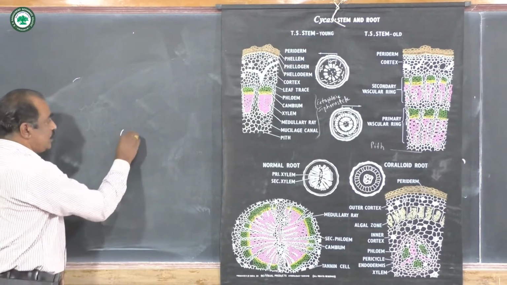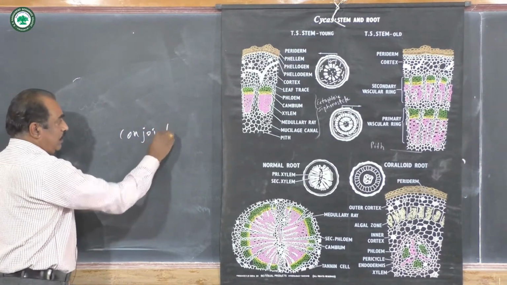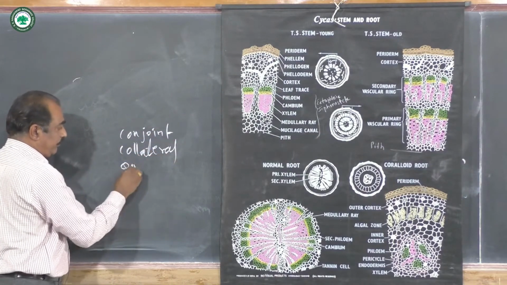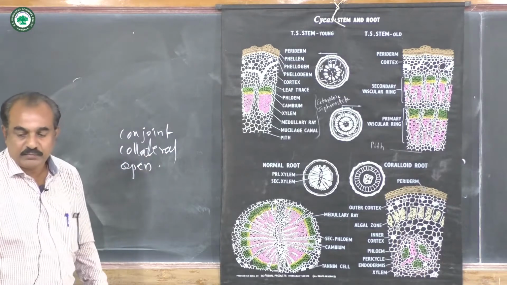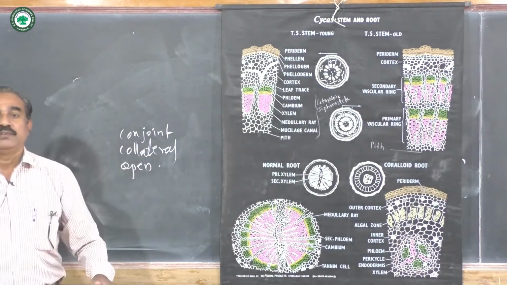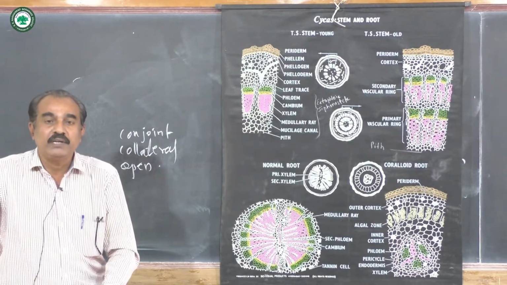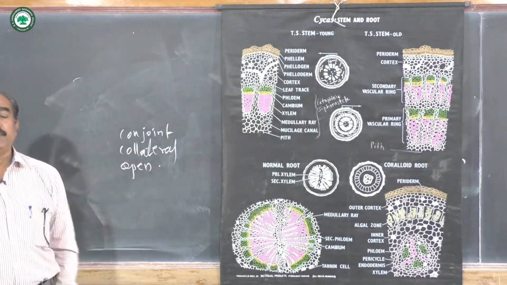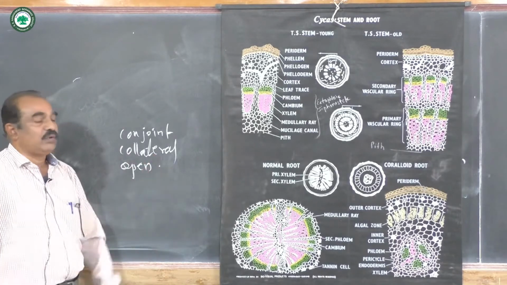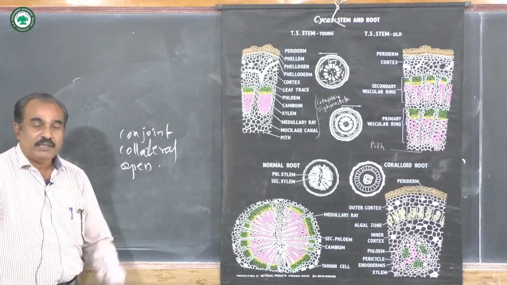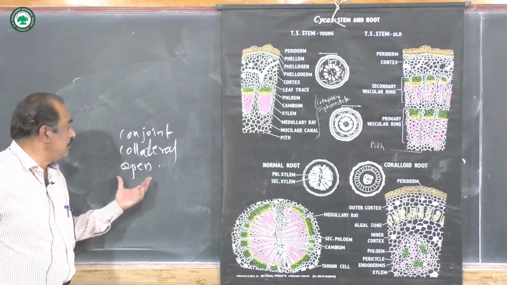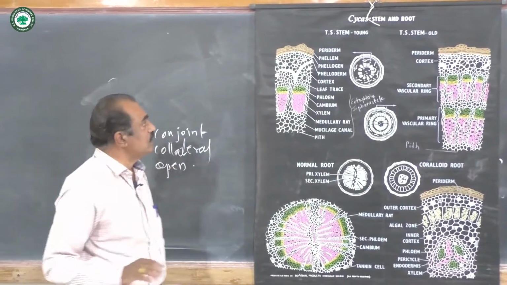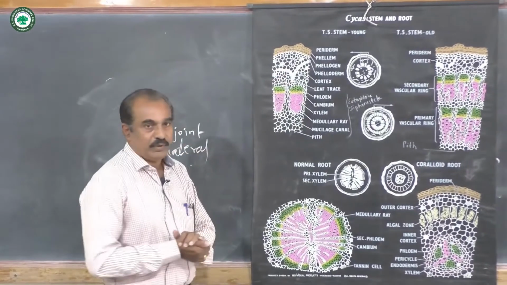That is conjoint, collateral and open. Conjoint means when both xylem and phloem are developed in one and the same vascular bundle, then it is called conjoint. When both xylem and phloem lie side by side, then it is called collateral. And if the cambium is present in between this xylem and phloem, then it is called open. So this type of vascular bundle is called conjoint, collateral and open.